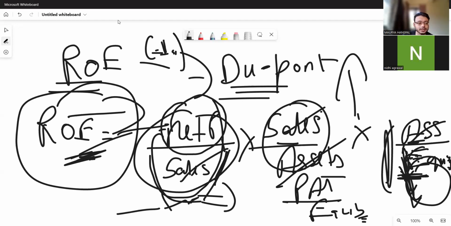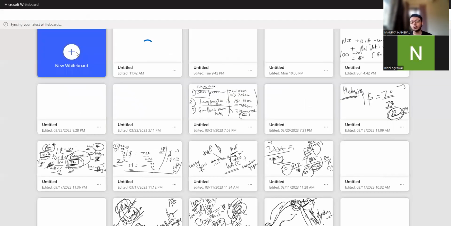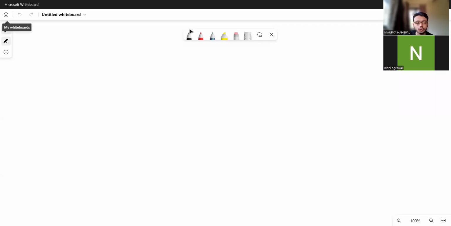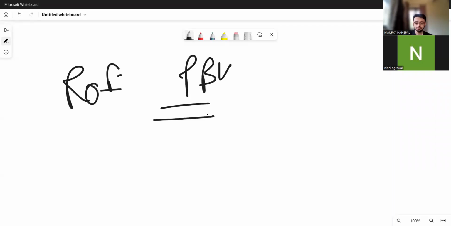And one more thing we need to understand: there should be a relationship between your return on equity and the price to book value ratio, right? Your return on equity and the price to book value ratio. They should have a positive relation with each other, or both should be favorable in a way. Because ultimately, in most companies, when your return on equity ratio is rising, in most scenarios the price to book value ratio will also rise.